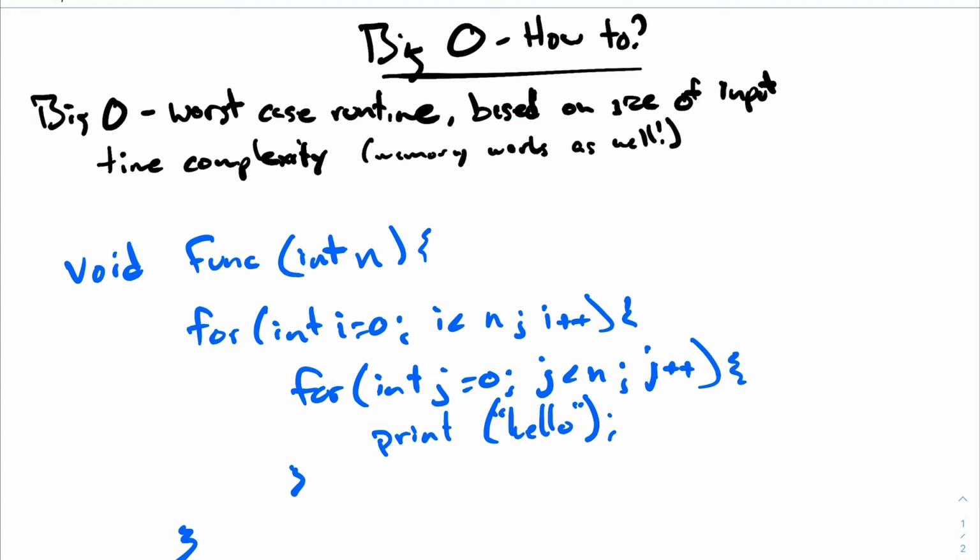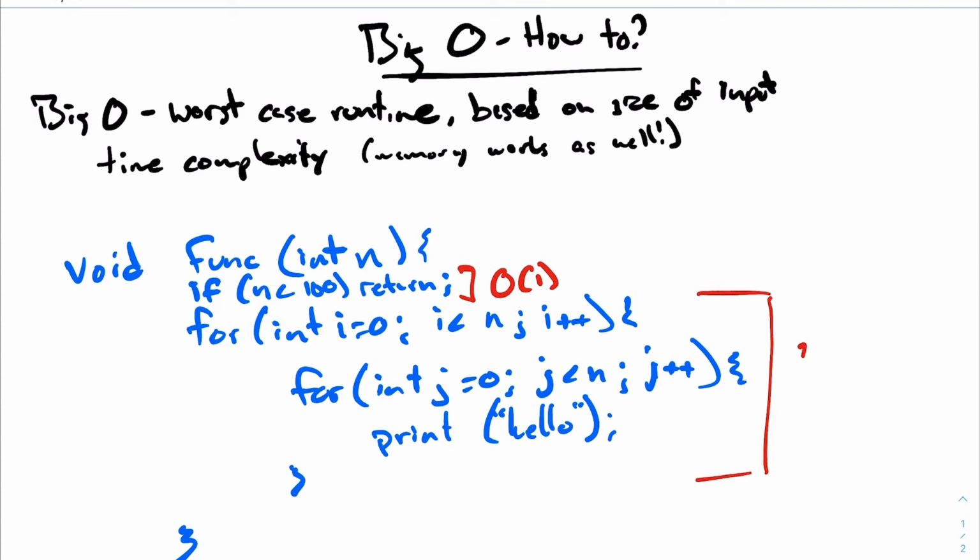Well, what if I do something here like, if n is less than 100, then I just return. Sorry, this thing's not returning anything, it's a void function. Then I just return, right? If n is less than 100, then return. Well, this here is actually constant time, right? And then this, we know, is n squared, right?